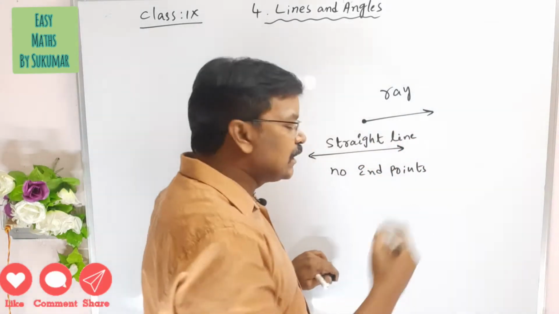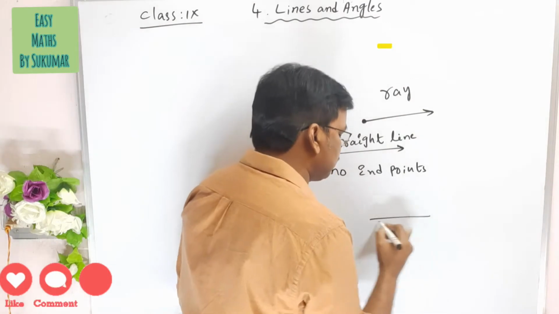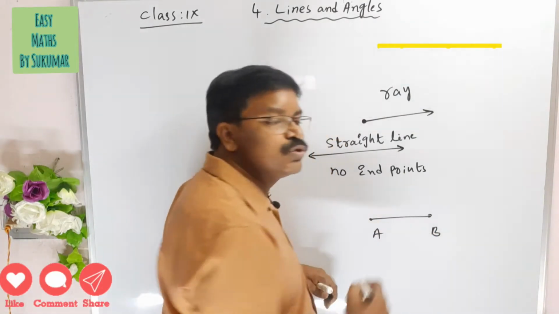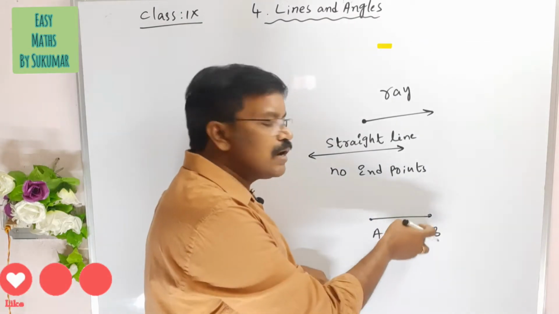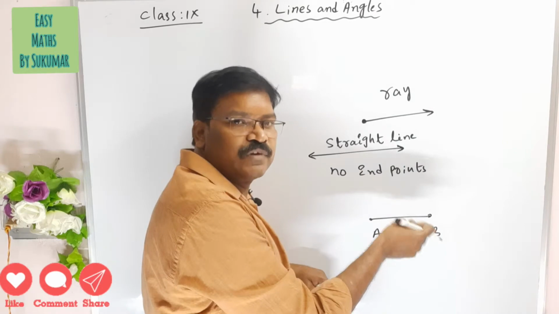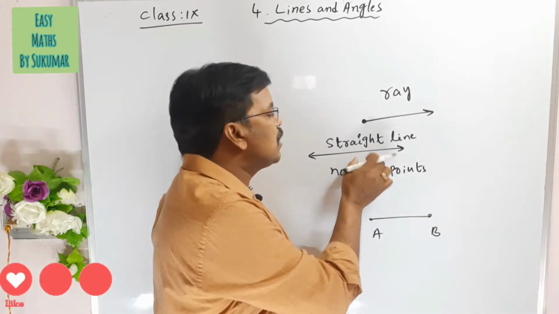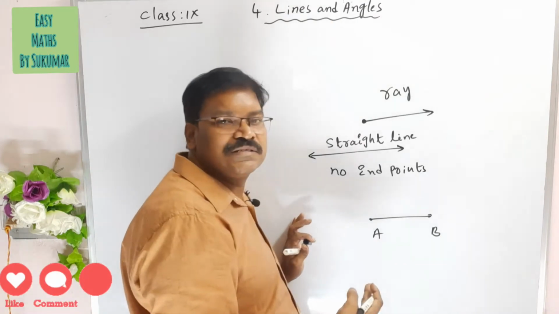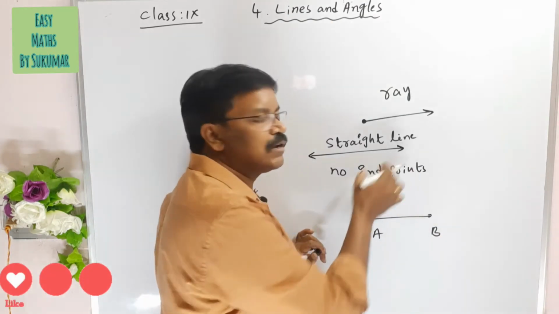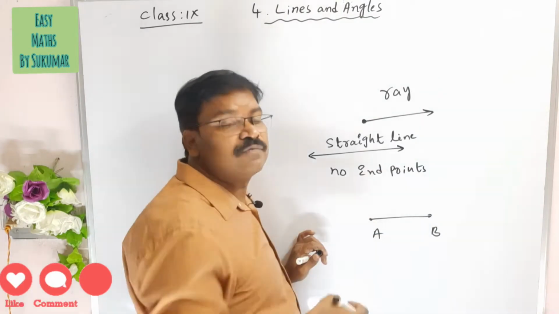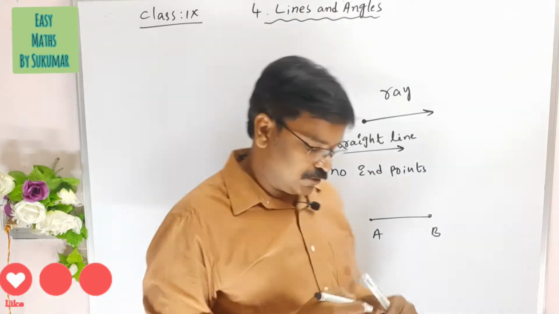A line segment means it is part of a line. A line segment has two end points, A and B. That means it is finite. We can measure this, but we cannot measure this straight line, my dear students. Why? There are no end points. AB is part of a line. AB means it is a line segment.